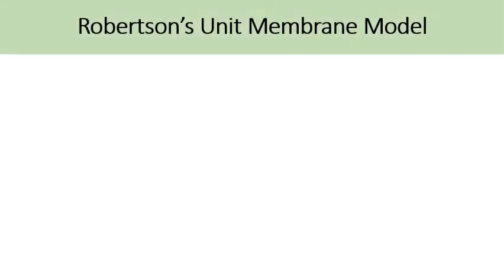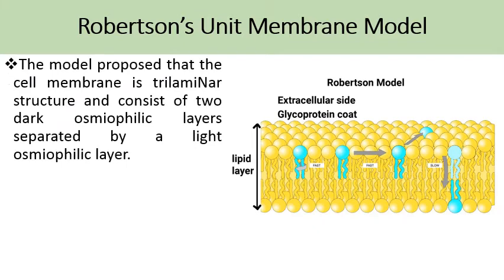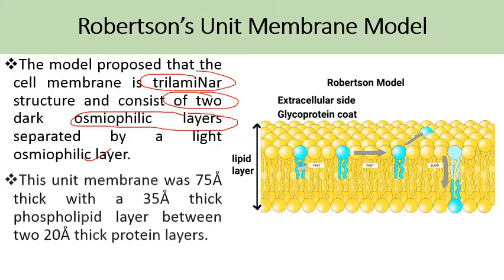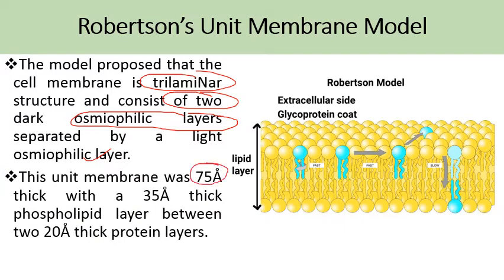Next comes Robertson's unit membrane model. According to this model, the cell membrane is a trilaminar structure and consists of 2 dark osmophilic layers separated by a light osmophilic layer. Thus, the unit membrane was 75 Angstrom thick, with a 35 Angstrom thick phospholipid layer between the 2 protein layers, each 20 Angstrom thick. So its size is 75 Angstrom, sandwiched between 2 protein layers which are 20 Angstrom thick.